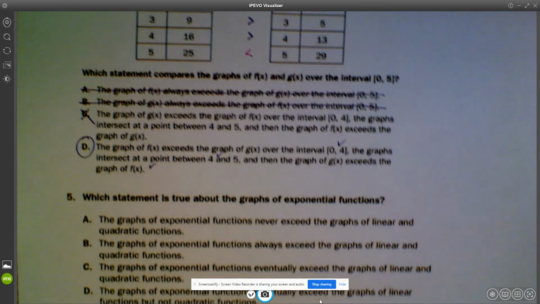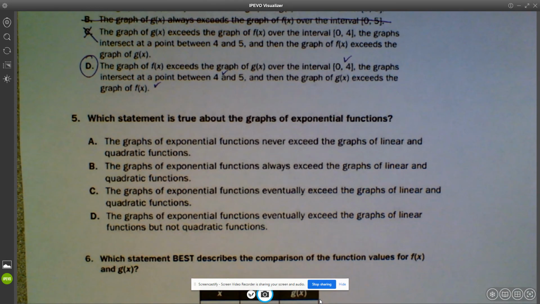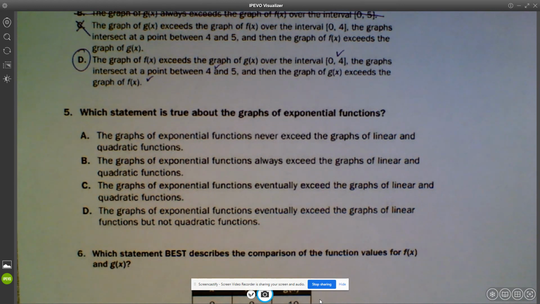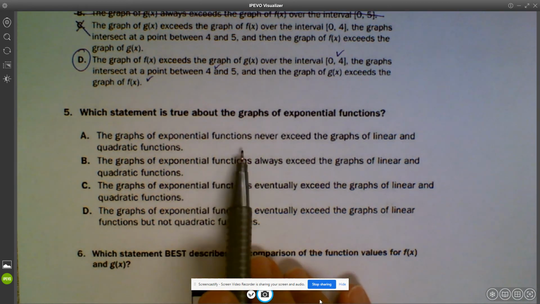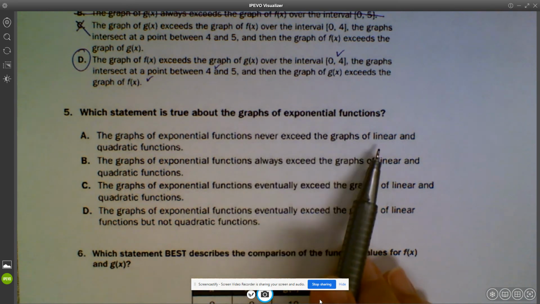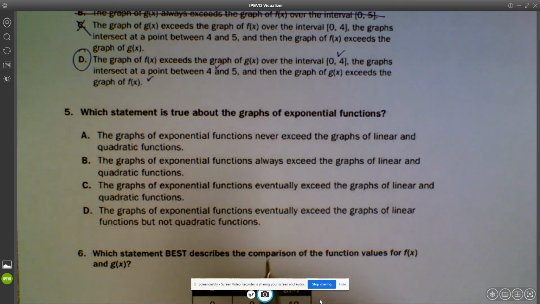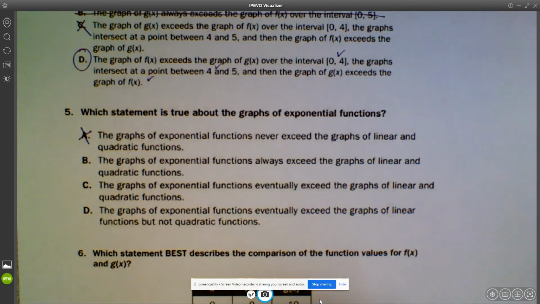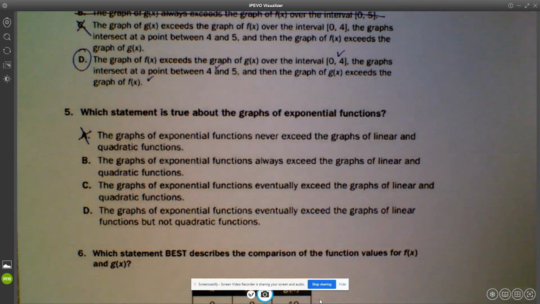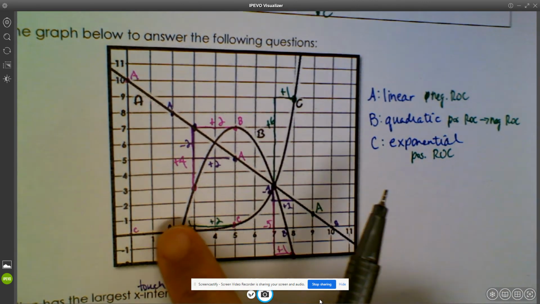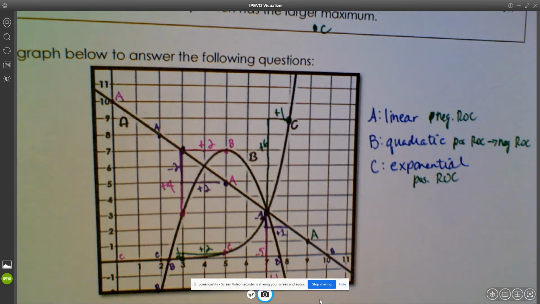All right, number 5, my bad. Which statement is true about the graphs of exponential functions? The graphs of exponential functions never exceed the graph of linear and quadratic. That's false, because we actually saw that in this function. They were sort of leading the pack for a while, while the exponential was laying low.